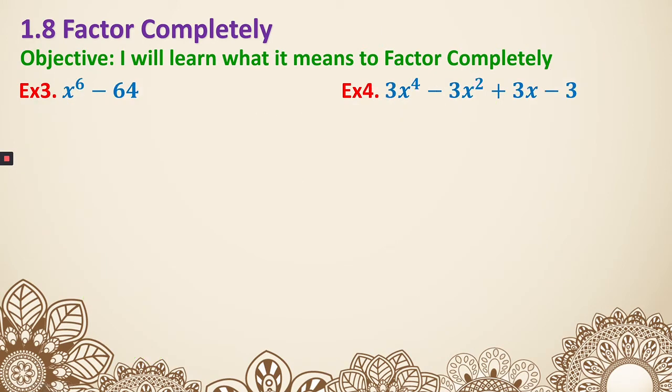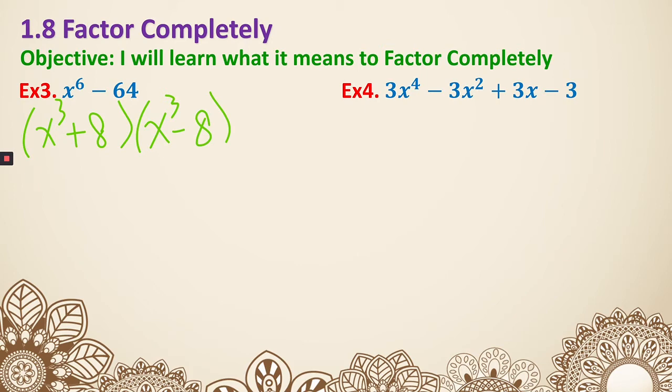This time I see x to the 6th power. Since 6 is still an even number, that basically means x to the 6th power is a perfect square. And 64 is also a perfect square. That means I can use the difference of squares formula again. I will get x cubed plus 8 times x cubed minus 8.